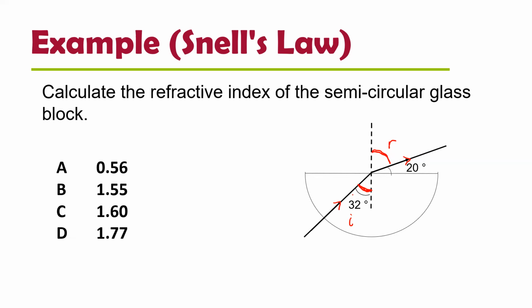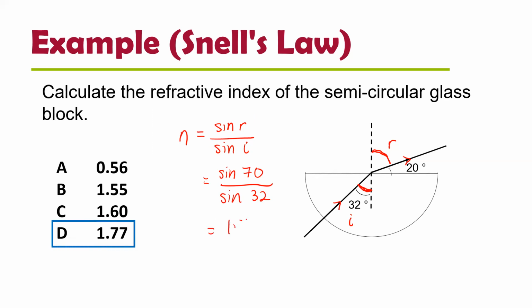Now I want to calculate the refractive index. I always need to take n equals sine of the angle in the air. Now my angle in the air is no longer sine I. My angle in the air, the bigger angle, is R. I'm moving from medium to air, not air to medium now. So my formula becomes sine R over sine I. Sine R is sine of 90 minus 20, so sine 70, over sine I, which is 32. If I work it out, I should get 1.77. You should know this is correct because refractive index cannot be less than 1.